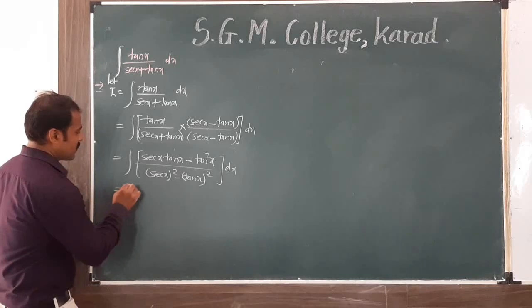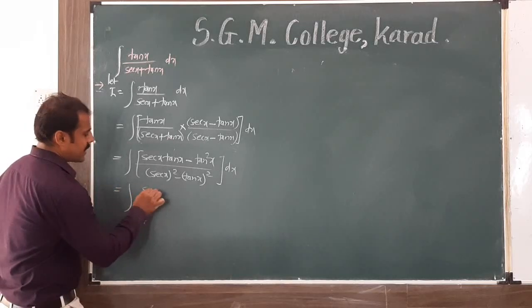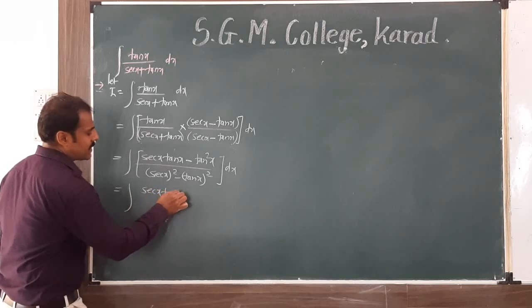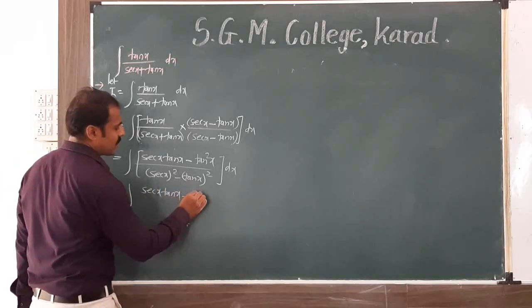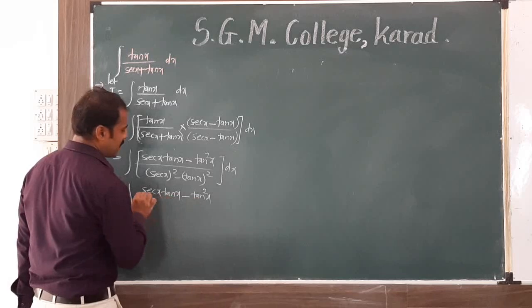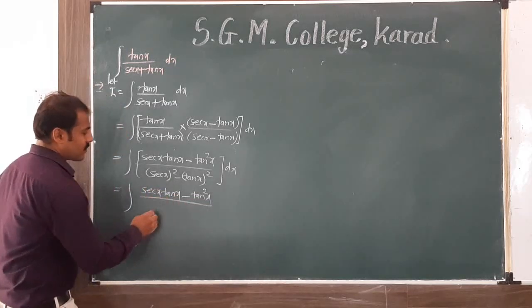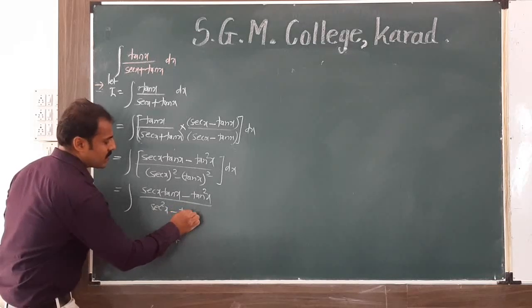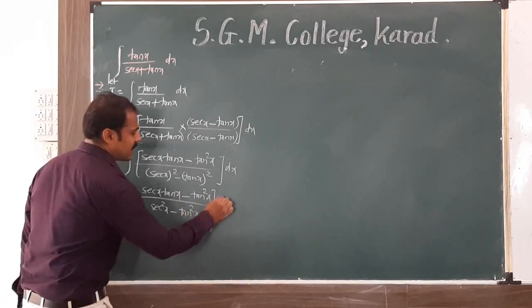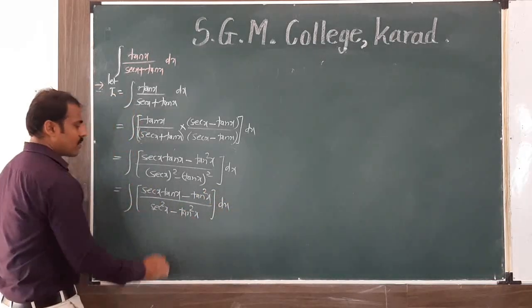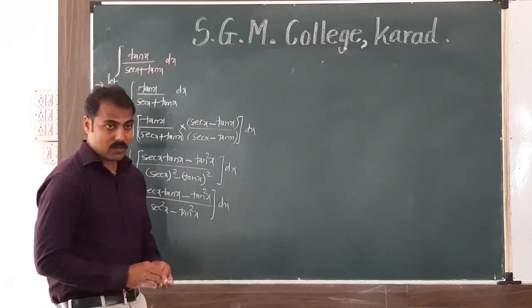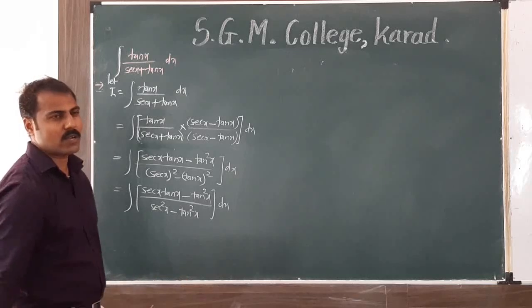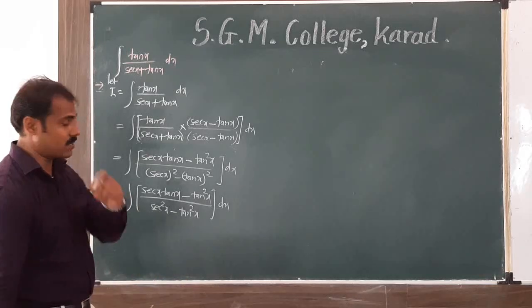Now, which is equal to the integral of (sec x tan x minus tan square x) divided by (sec x) bracket square, which is nothing but (sec x minus tan x) bracket square, is nothing but tan square x dx. Okay, look at here. We know the value of sec square x minus tan square x. Yes, the value of sec square x minus tan square x is 1.